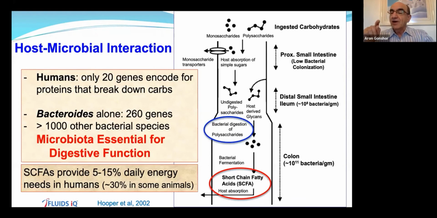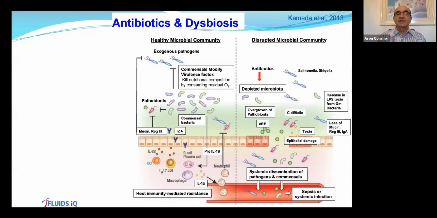So, and this is important, microbiota are not just helping the body in digesting, they are essential for digestive function. Keep that in mind. Antibiotics in a healthy individual are very important because those commensal bacteria are competing for the oxygen, which keeps pathogens at bay. It keeps them from overloading the system.